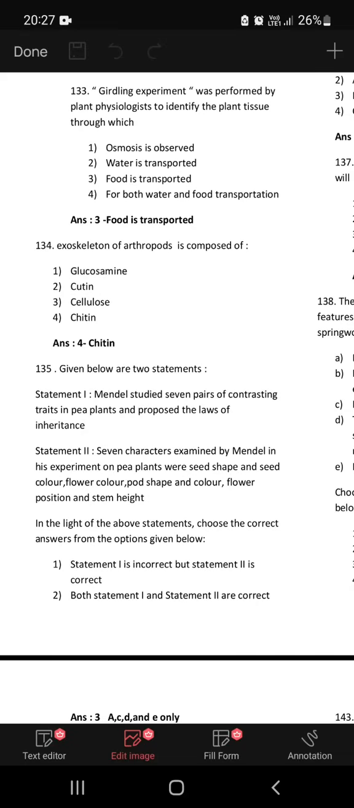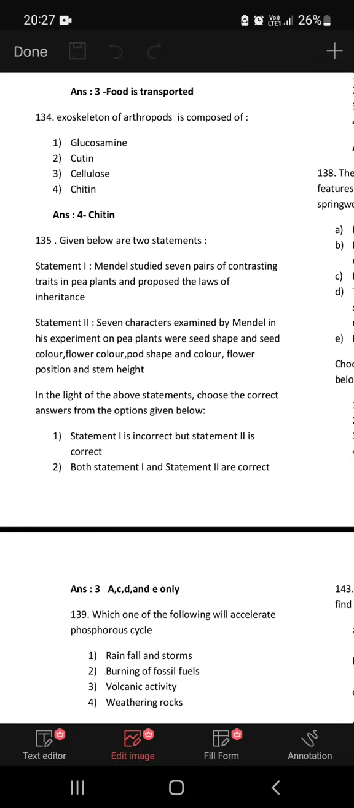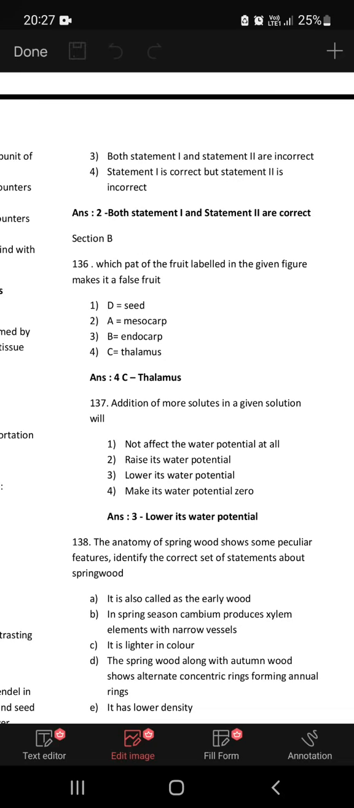So given below are two statements. This is from genetics. Mendel studied 7 pairs of contrasting traits in pea plants and proposed the laws of inheritance. 7 characters examined by Mendel in his experiment on pea plants were seed shape and seed color, flower color, pod shape and color, flower position and stem height. In the light of the above statements, choose the correct answer from the options given below. So both statement 1 and statement 2 are correct.